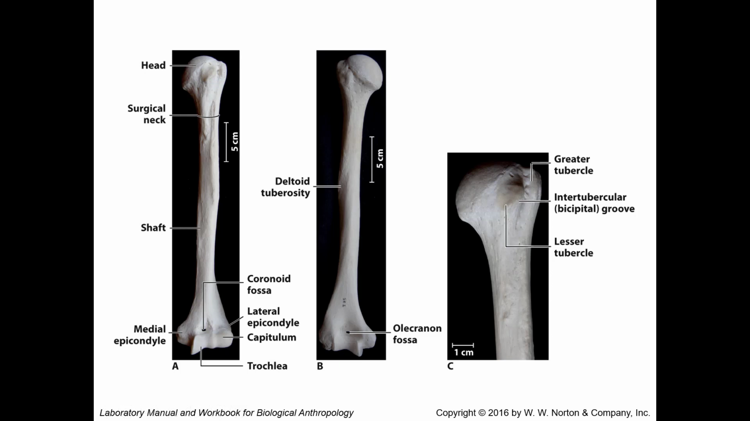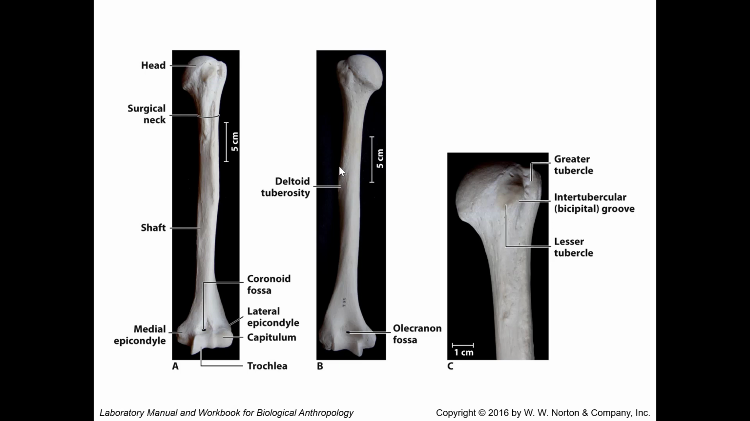Below the head, there is an area called the surgical neck. You can see it here in this image. This joins the head of the humerus to the shaft of the humerus. Further down the shaft, on the lateral surface, there's an area called the deltoid tuberosity, right here. This is where the deltoid muscle attaches.